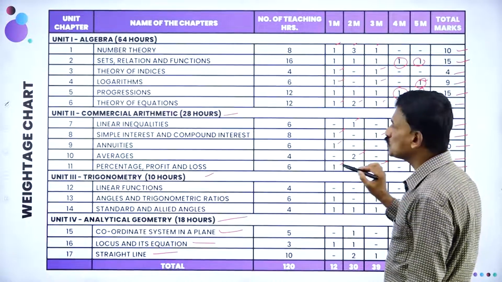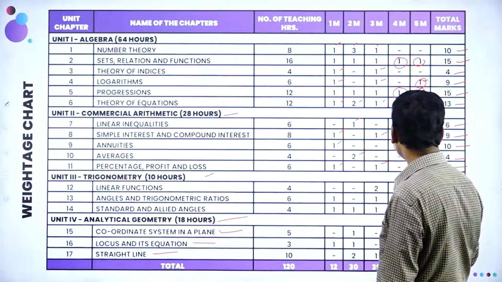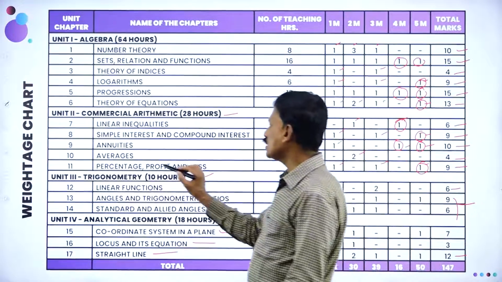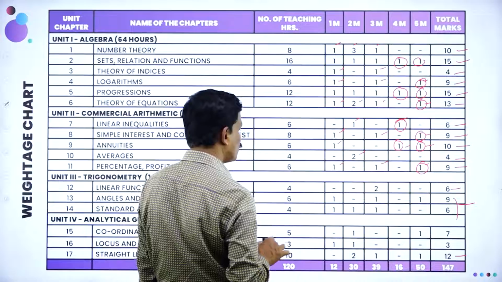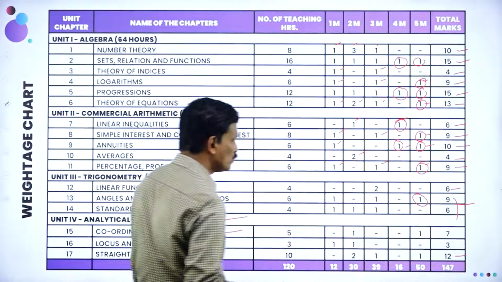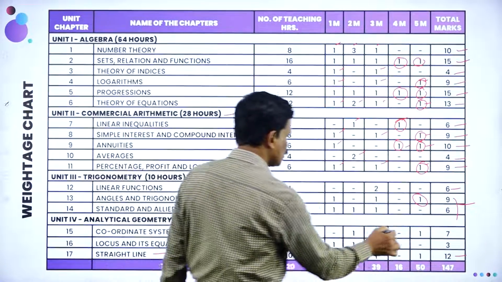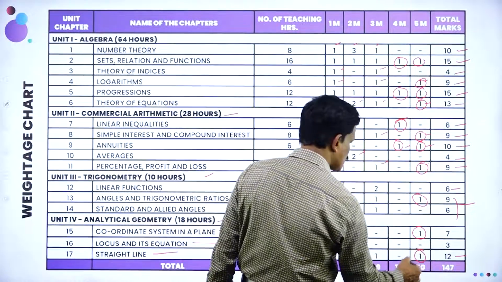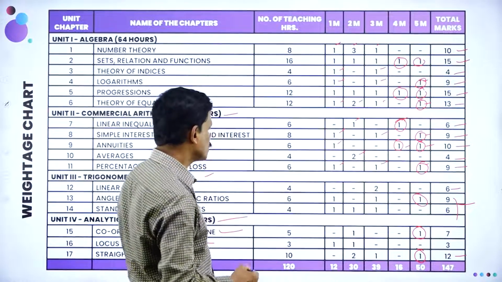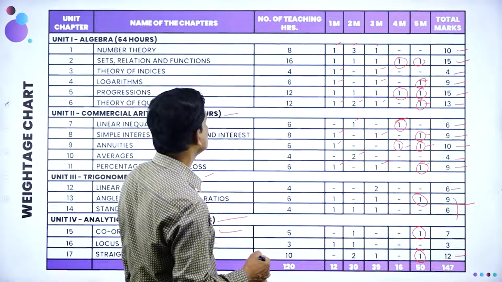In the remaining chapters, simple interest and annuities, you will get 1 question, and in averages no 5 marks question. And in percentage and loss, you will get 1 5 marks question. In angles and their measurements in trigonometry, you will get 1 5 marks question. And in coordinate system, you will get 1 5 marks question, and in straight line, you will get 1 5 marks question. So these are the distribution of marks for this syllabus.